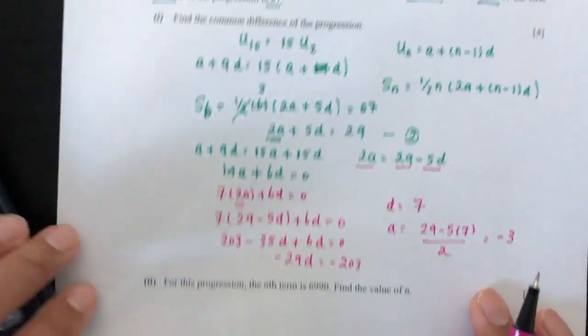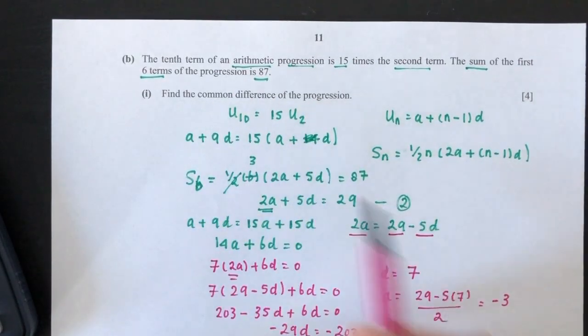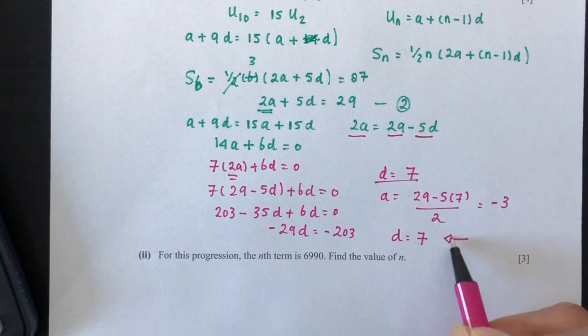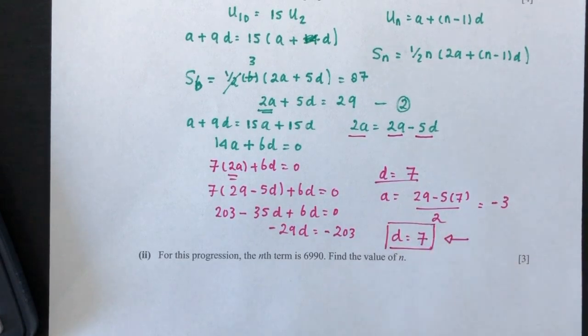So the question is to find the common difference of the progression. So the common difference is d, which is d equal to 7. That's the common difference of the progression.